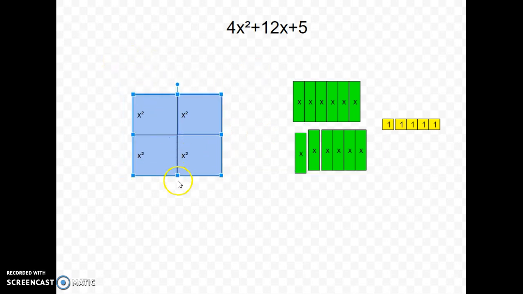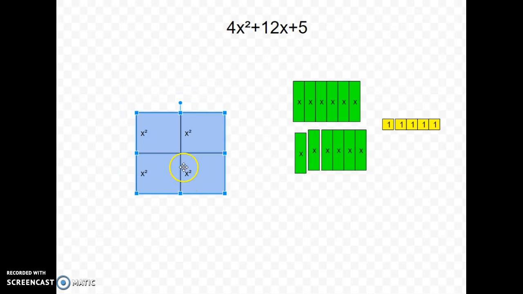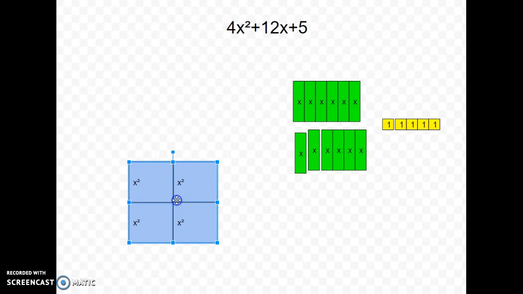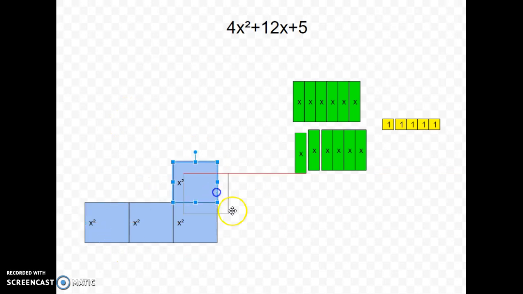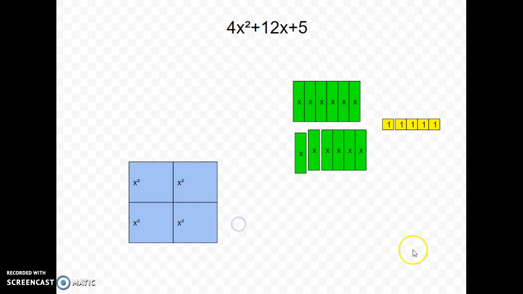So we're just going to start with using these blocks. I'm just going to leave these x squareds how they are in the square shape, because when I have 4 I like to start with a square, but they could very well be arranged differently. We don't know that yet, so we're just going to start with this because it could change.